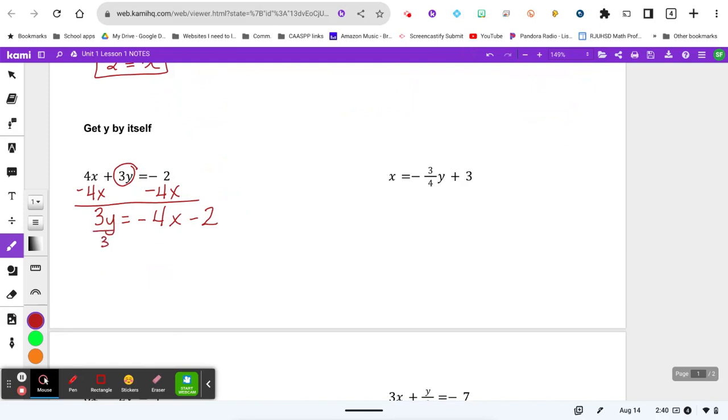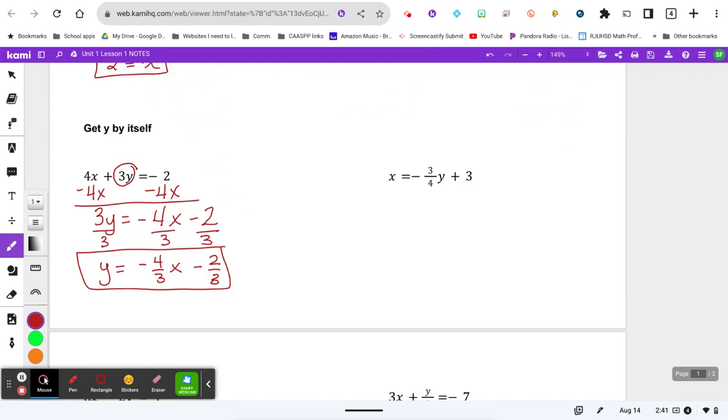So we're going to divide everything by 3. And we get y equals negative 4/3 x minus 2/3. And you get your answer. And we're going to do a lot of these starting tomorrow. And these are going to be called inverses. So just a term to look forward to.